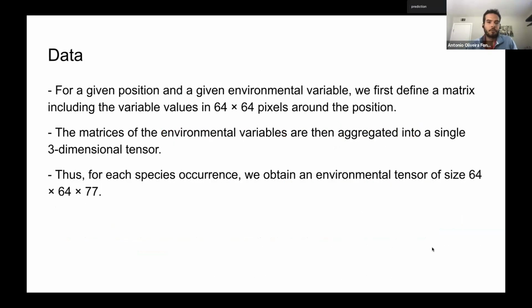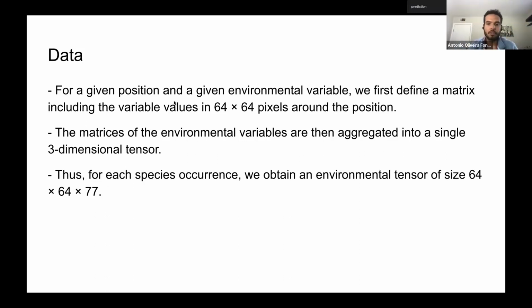Okay, so with respect to the data, right? Vivek basically already described that, but the data consists of this: for any given position, they give these environmental variables that you're going to see in the next slide, defined in a matrix of 64 by 64 pixels around that position, right? Given the position that you care about, you're evaluating how these environmental variables change within a radius around that position.